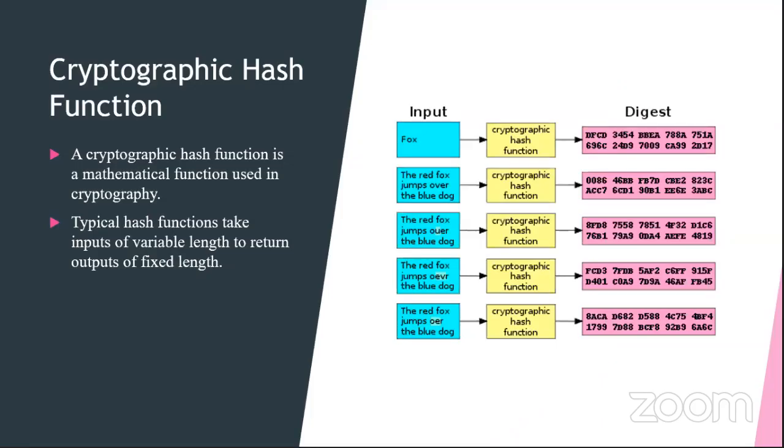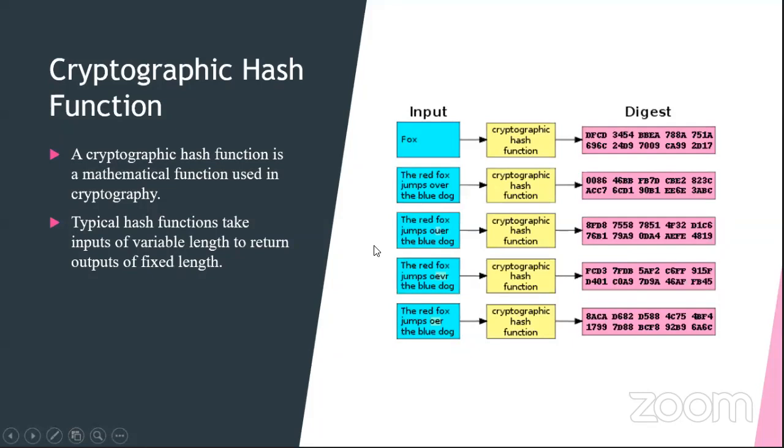Then one more cryptographic primitive you need to understand is the hash function. A hash function is like a compression function. You can give any length of input and it produces a fixed output, based on the hash algorithm. Here you can see that it takes variable length input and produces fixed output.